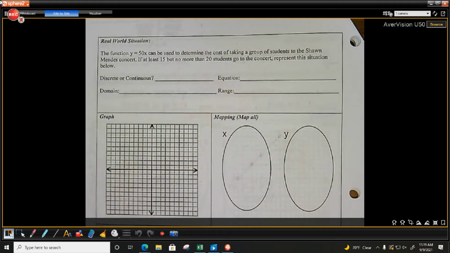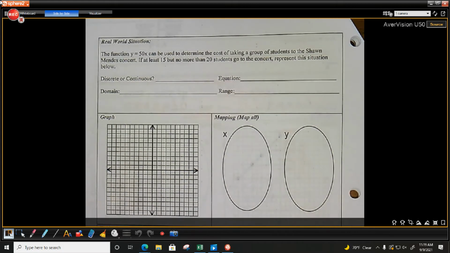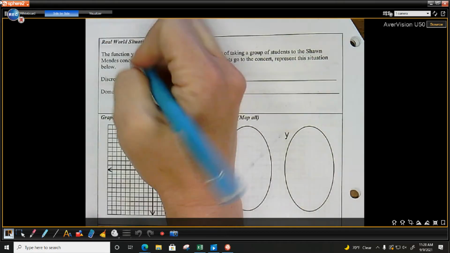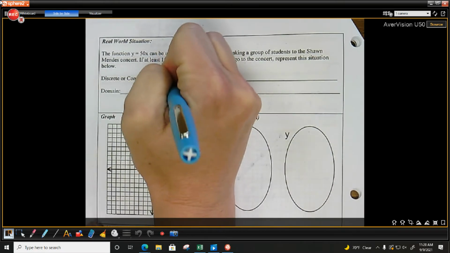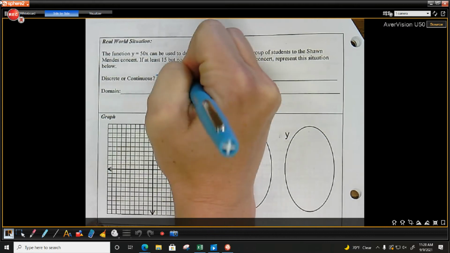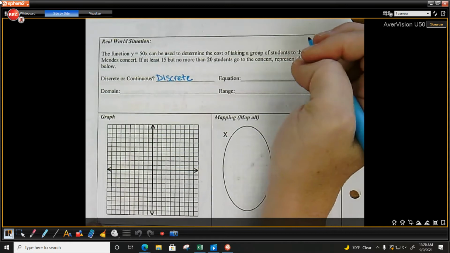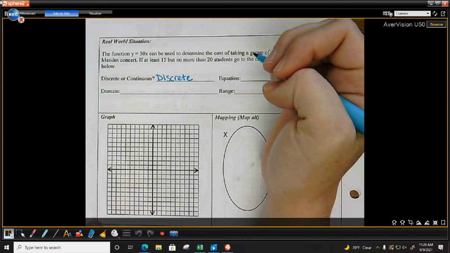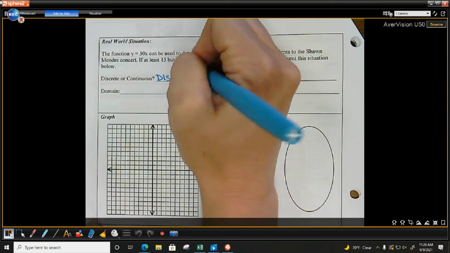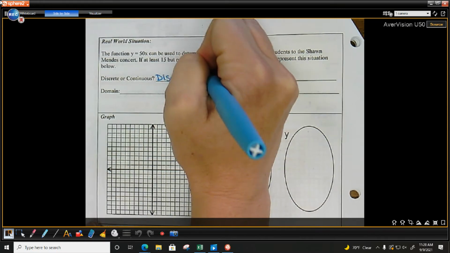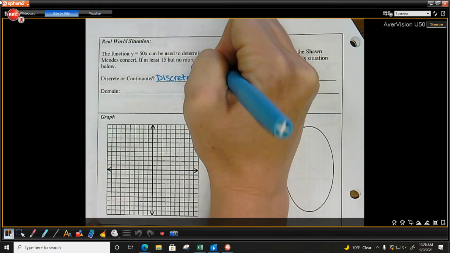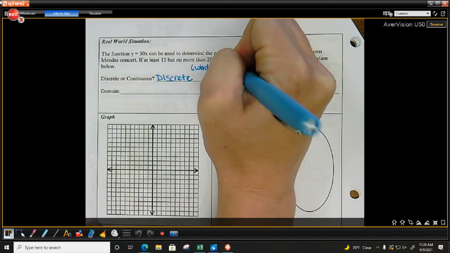Okay? So, can you have 1.5 people? No, so this only exists at whole numbers. If it only exists at whole numbers, then it's what type of situation? Discrete. Because remember, discrete means it happens at distinct points. Continuous means it can happen everywhere between a starting and stopping point. We're not going to have 15.25 students go to the concert. Okay, so almost always if we're talking about people, it's going to be discrete because you can only have whole number people.